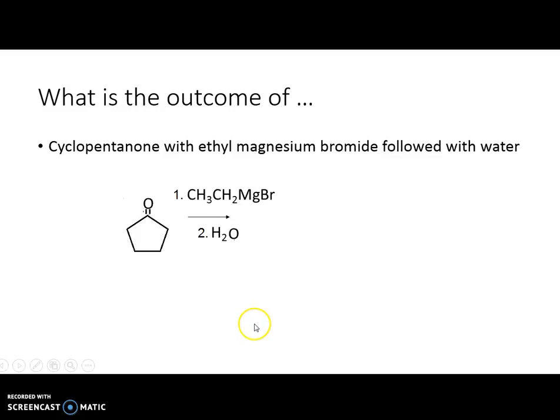So you go ahead and try it. What is the outcome of ethyl magnesium bromide with cyclopentanone? Okay, well, the large negative charge on this carbon attacks the carbonyl here, and the electrons jump up here, and then the water protonates the oxygen. We end up getting an alcohol on this carbon with the ethyl group attached.